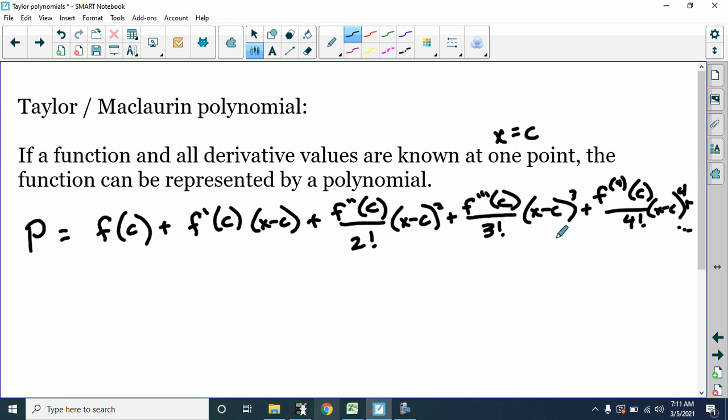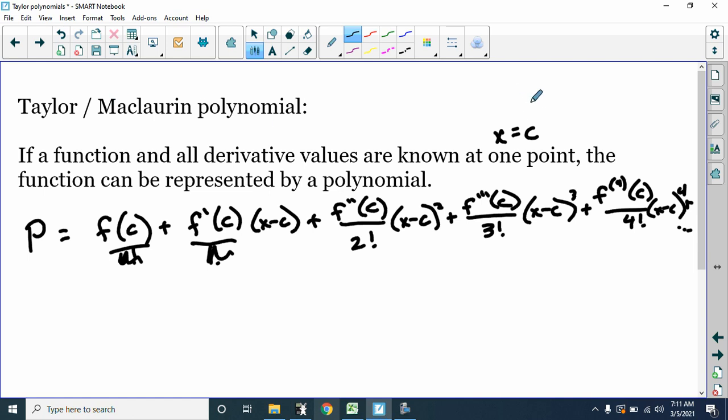Notice this does go 4 factorial with the fourth term. The cubic term is divided by 3 factorial. Second term, the quadratic term, divided by 2 factorial. You could divide by 1 factorial here. 1 factorial is 1. You could divide by 0 factorial here. That is also 1. We just usually don't write those parts.